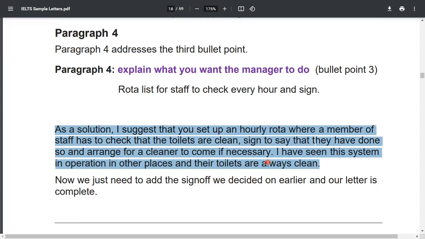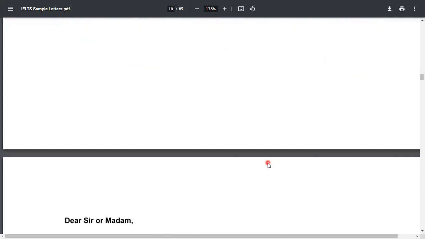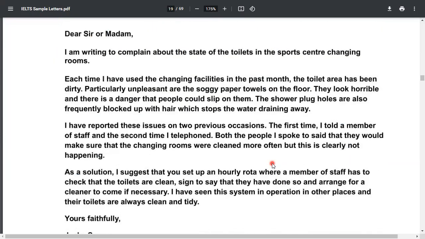So as you can see, we have used some academic words. You don't have to, by the way. If you don't know how to use these words, you can use other words, as long as you are answering the questions in a good way, then you can score high in the specific letter. Okay, so that's the full letter, as you can see here.